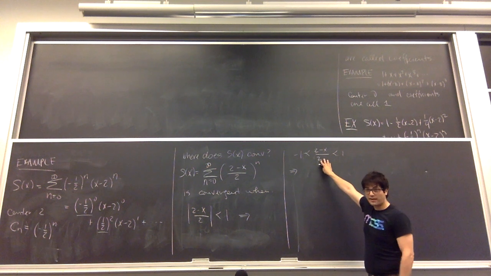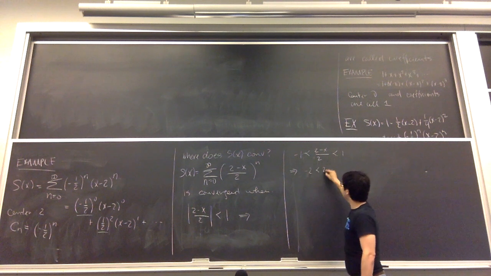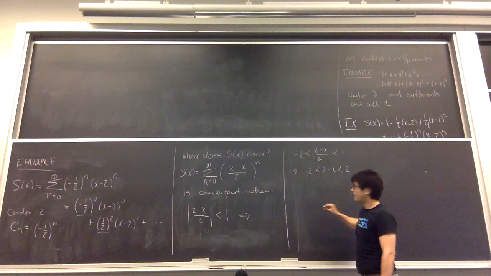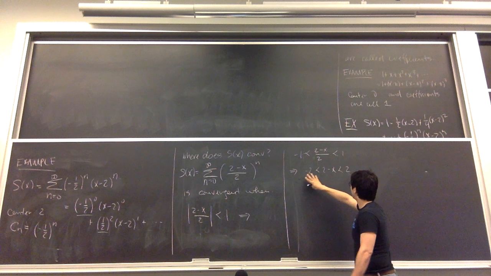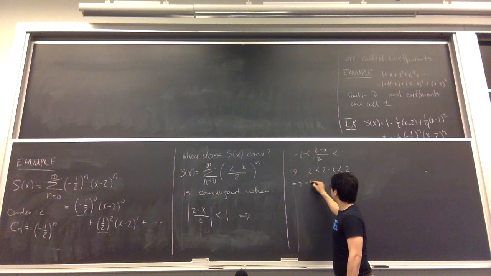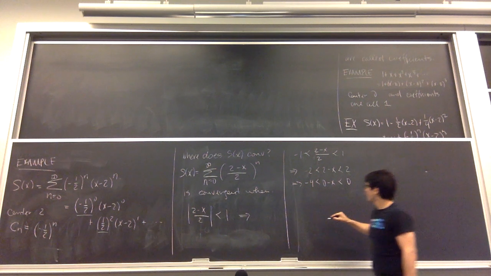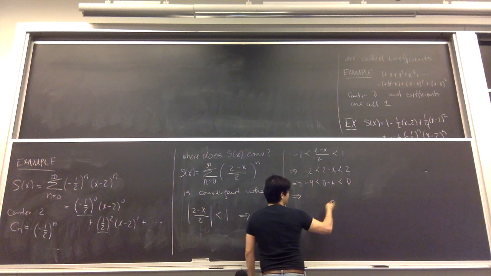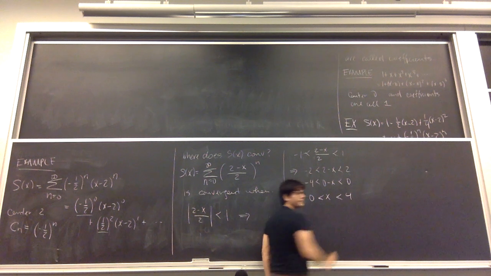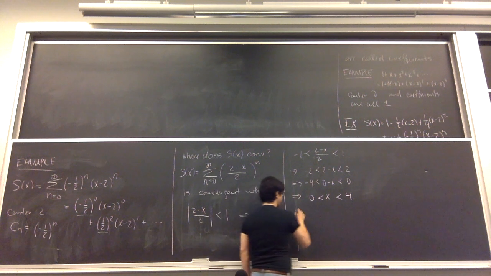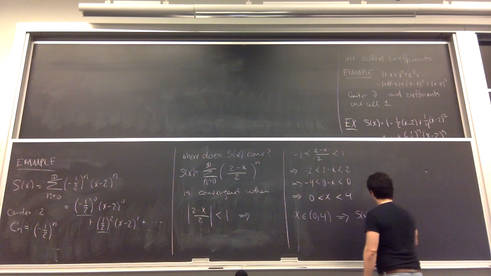Okay, so you get me to here? So now I'm just going to multiply everything by 2. You're going to get minus 2 is less than 2 minus x is less than 2. Now what do I have to do next? I think I have to subtract 2 from everywhere. That's minus 4 is less than minus x is less than 0. And then I have to multiply everything by a negative, because I want x. So that actually just switches everything. Okay, so what do we see? We see that if x is in 0 to 4, s of x converges.